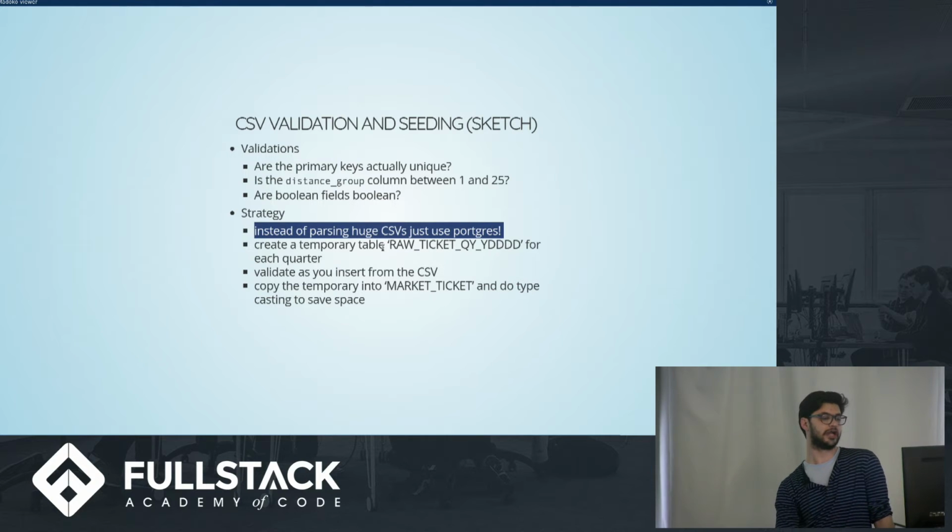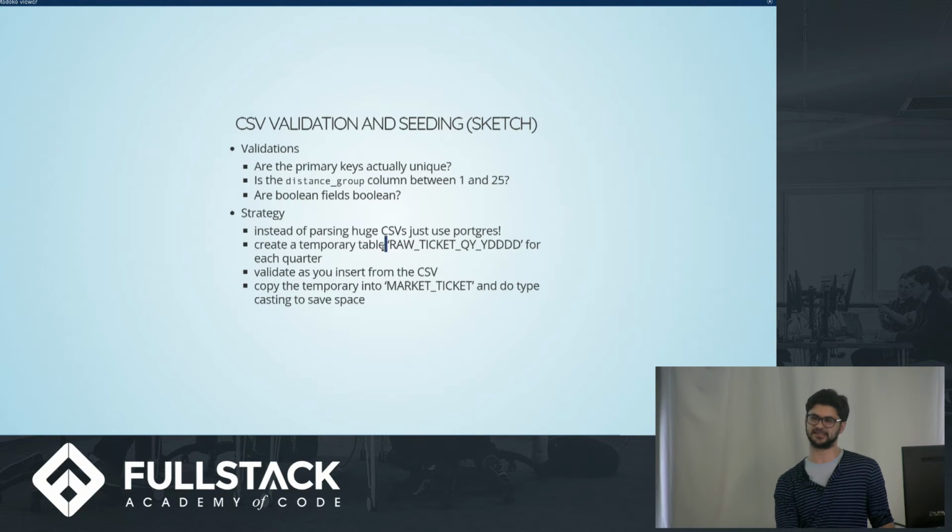So you create for each quarter a temporary table. You insert the CSV file under all these checks. And if these checks pass and this insertion doesn't break at any point, then you insert the data from the temporary table to the market ticket table. And that's a standard iterative process to validate CSV files before you actually put them in.